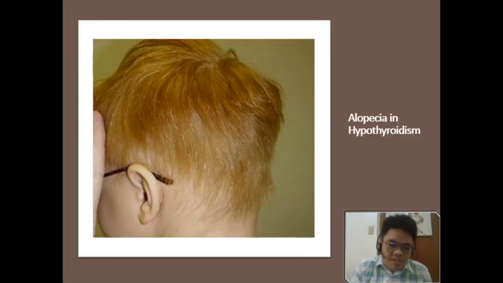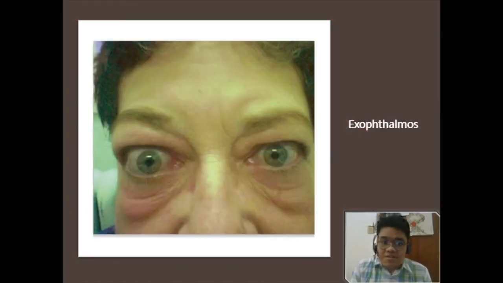So this is alopecia in your hypothyroidism. This is exophthalmos, which is prominent in hyperthyroidism. However, it could also be seen among patients with underactive thyroid gland.